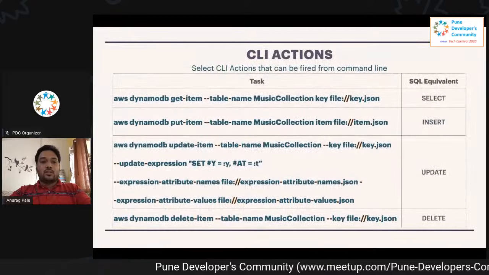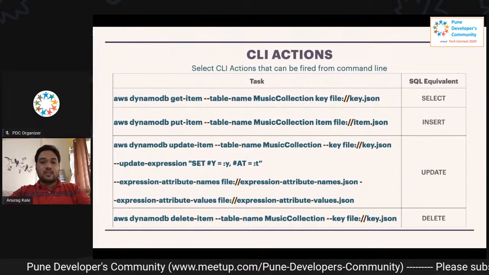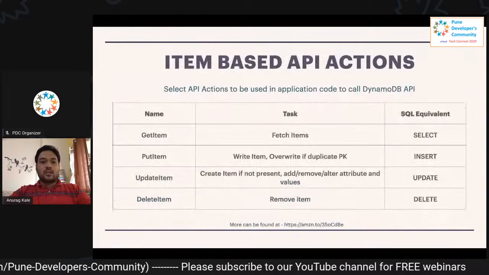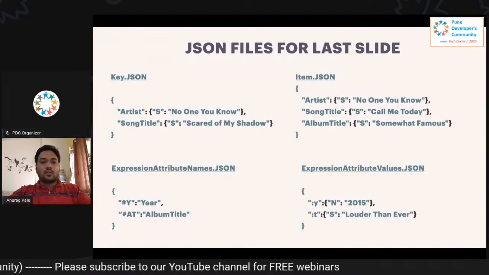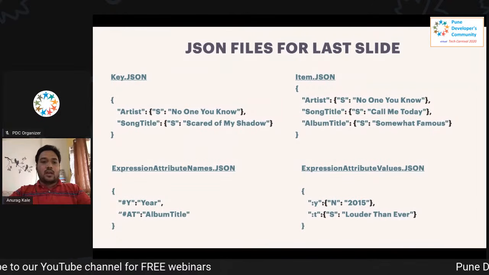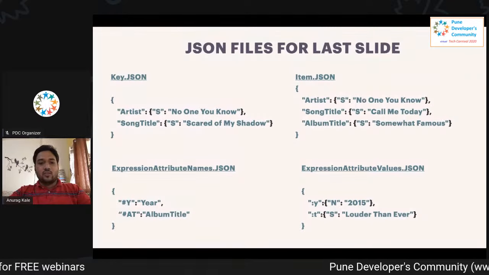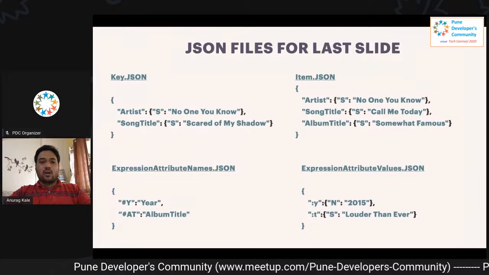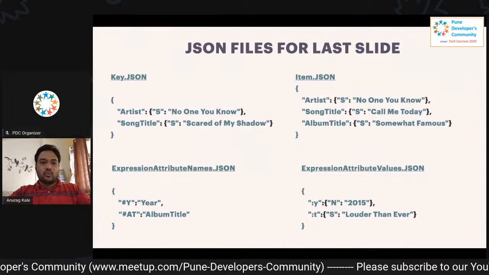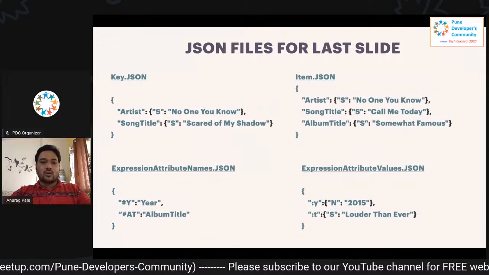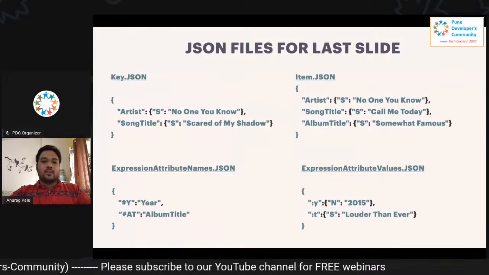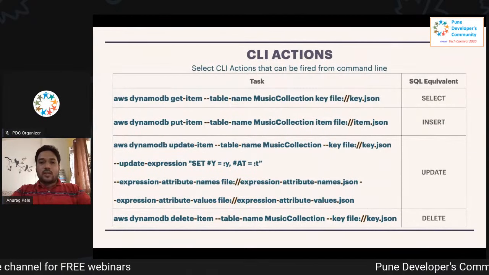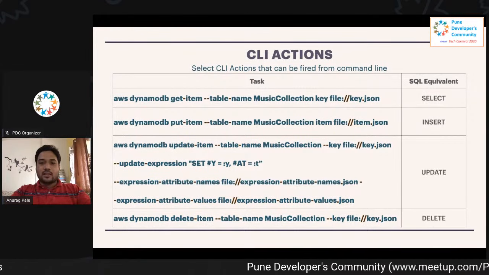So what the first command, aws dynamodb get-item, will do is look for a table called MusicCollection, and in that table it will look for the attribute artist, whose value is No One You Know, and it will look for another attribute, the sort key. In this case, both are keys: the partition key is artist and the sort key is song title, which is named Scared of My Shadow. So it will look inside the table MusicCollection, and if it has that particular item, it will get it back to you.